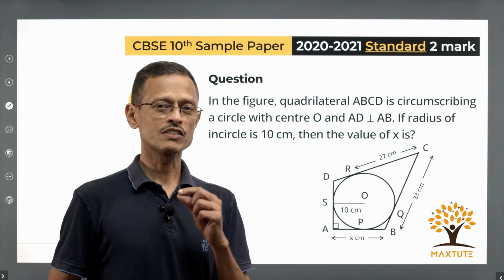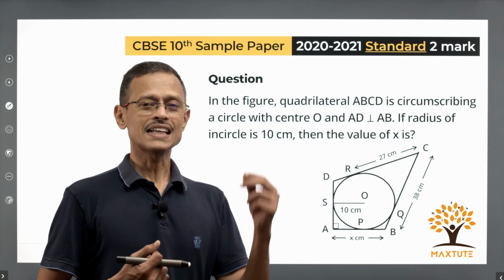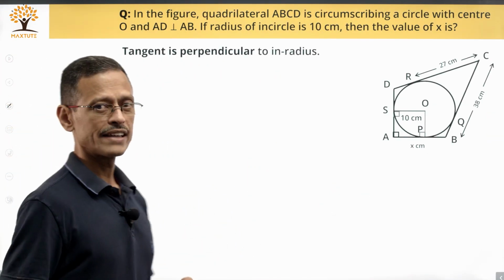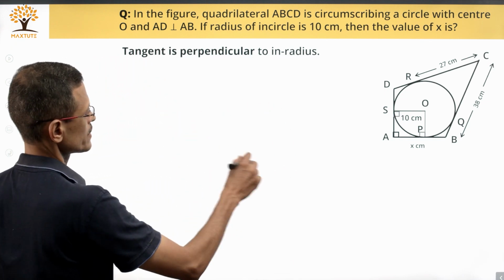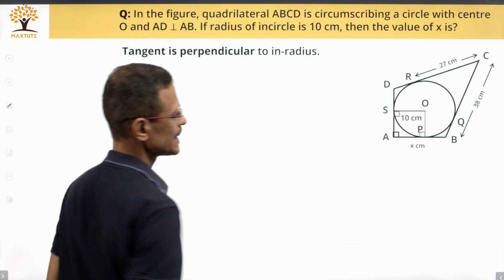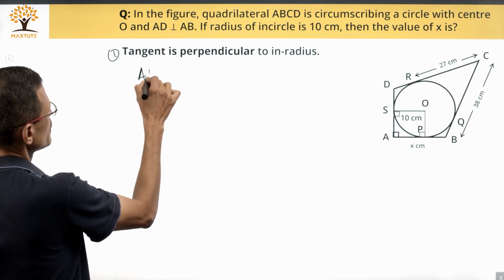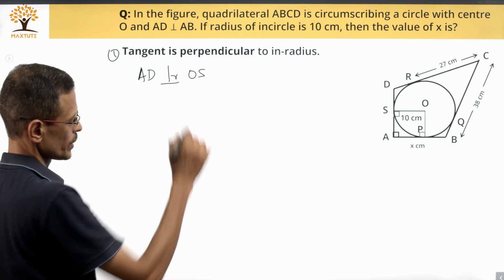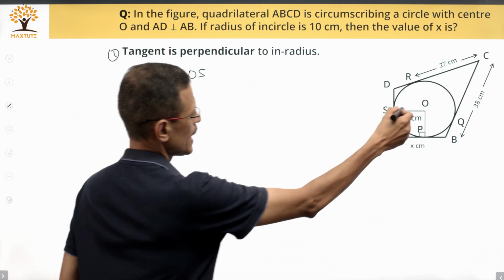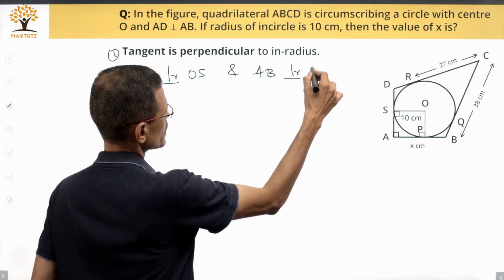As I mentioned, let us start with the first property. The place where the tangent touches the circle, the tangent and the radius will be perpendicular to each other, right? We will look at which tangents and which radii we are going to be looking at. We are going to look at this particular point. We are going to be looking at the tangent AD and the radius OS, right? Tangent AD will be perpendicular to radius OS, and we are going to look at the side AB, which is also a tangent to the circle, and OP is the radius. Similarly, you are going to have AB being perpendicular to OP.